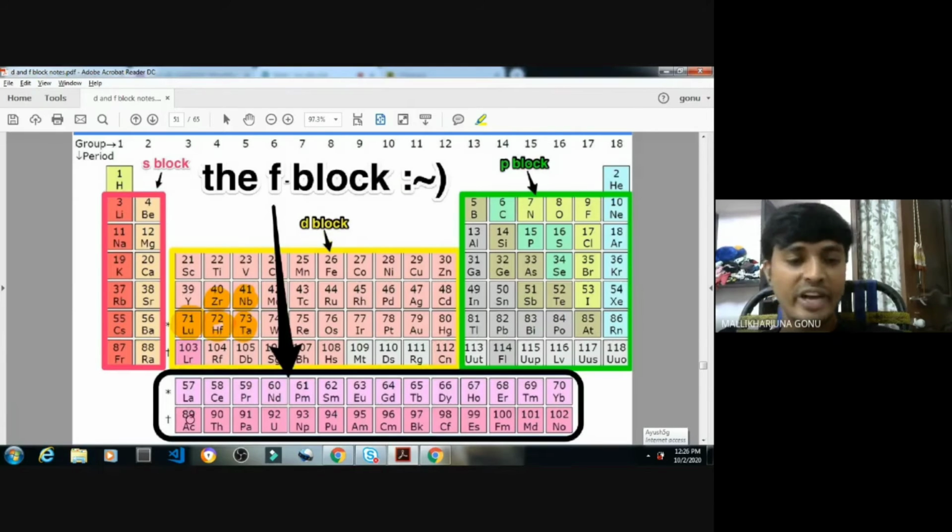So this one is the 5F series, which is starting from Ac. Ac stands for actinoid. That's how we call them actinoids. These are called the lanthanoids.